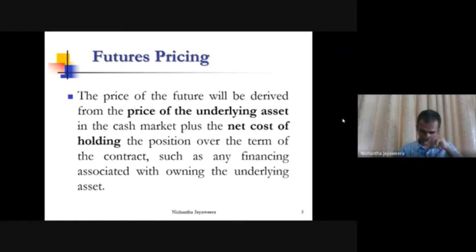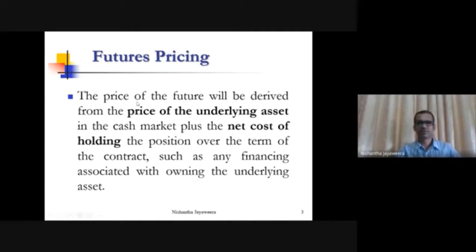Futures pricing. You have experience of pricing a forward, a foreign exchange forward. You know how to do that. We use the arbitrage-free, or no-arbitrage, concept in pricing the foreign exchange forward contract. The same concept is applied here.